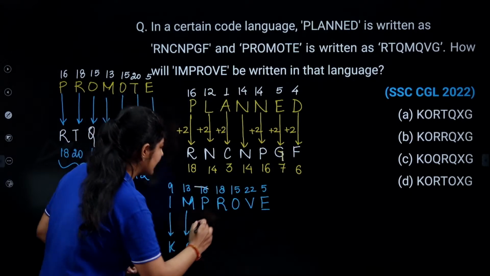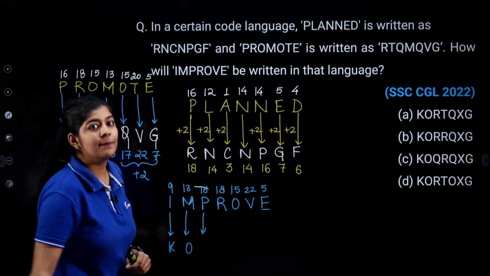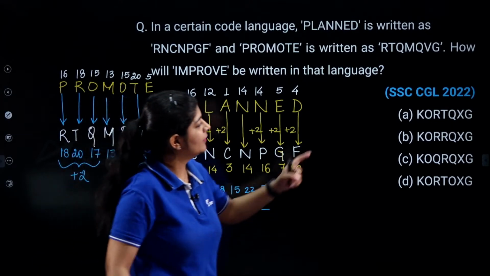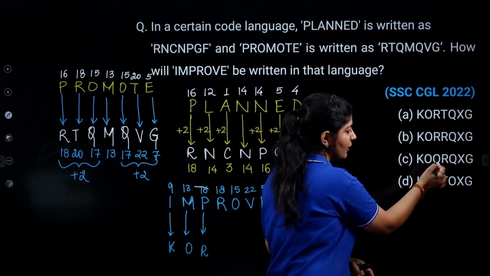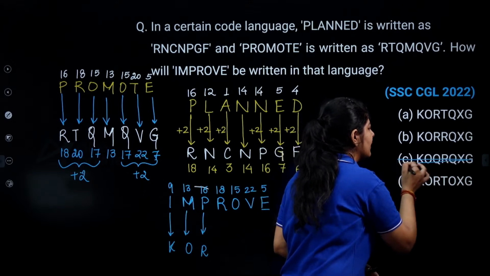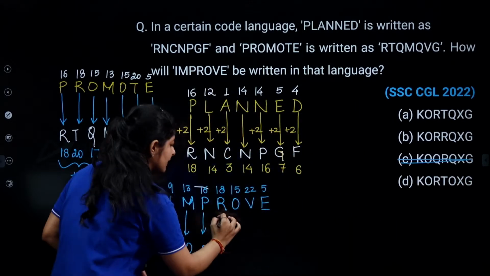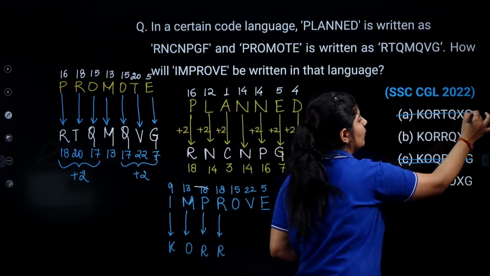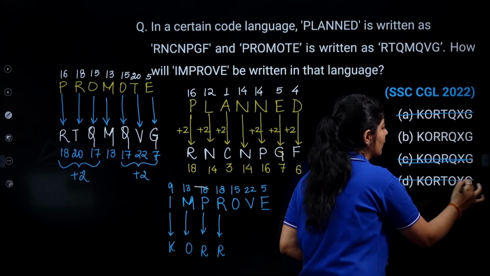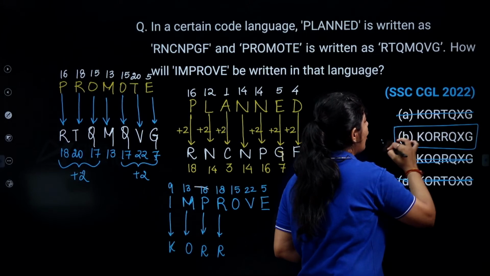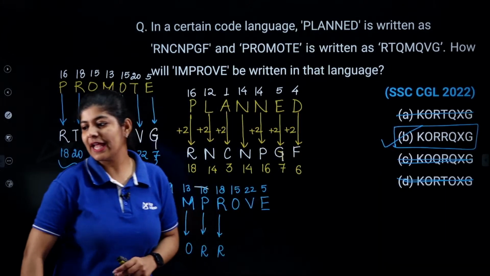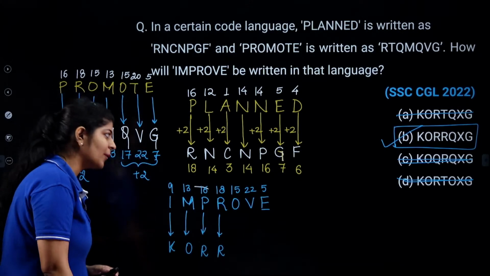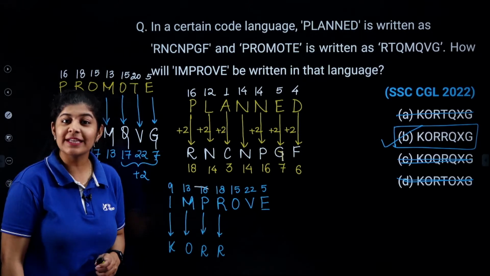O, okay. Next. 16 plus 2, that is 18, R. Do we have R? No. Just simply eliminate this option. Next. This will remain same, so we are getting double R. Do we have that? No. Do we have that? Yes. Do we have that? No. So the correct answer over here is your option number B. Is it clear? Okay. So let's move towards the next question.